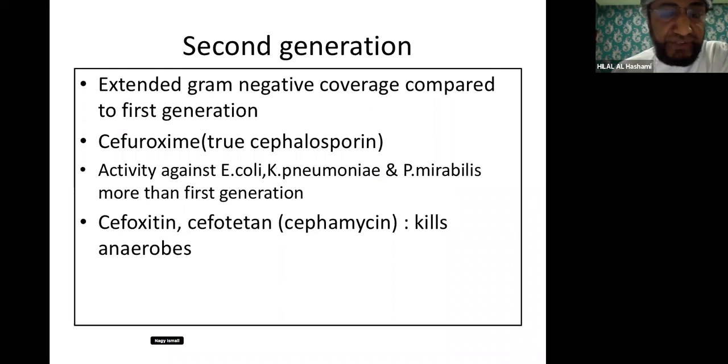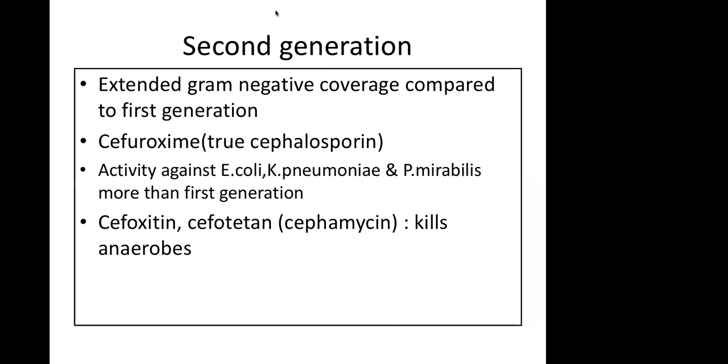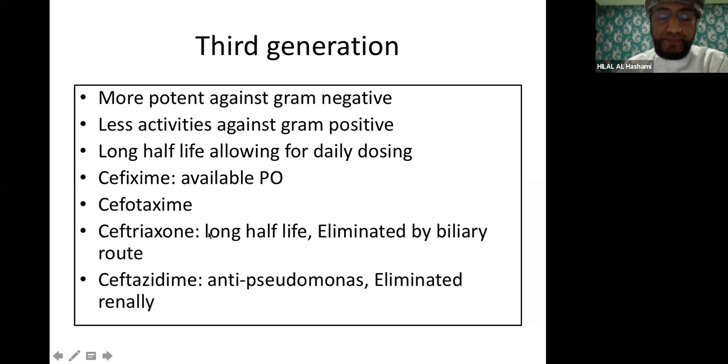When we move from the first generation to the second generation cephalosporins, they have extended gram-negative coverage compared to the first generation. Cefuroxime is the best example that we use a lot in our practice. They have activity against E. coli, Klebsiella, and Proteus, again, susceptible gram-negatives. If you compare, the second generation cephalosporins have the same coverage as aminopenicillins. Out of the second generation, we have two with anaerobic coverage, which are cefoxitin and cefotetan.